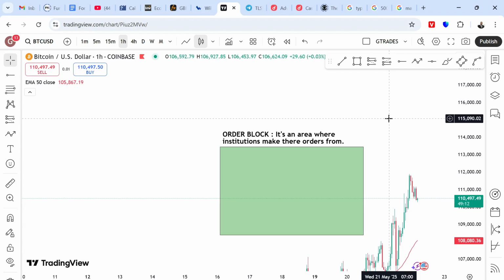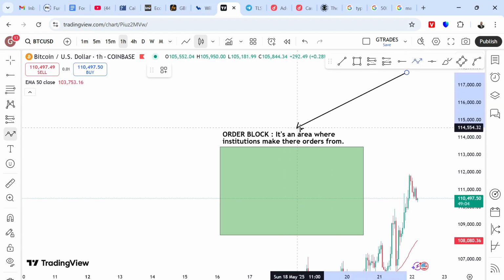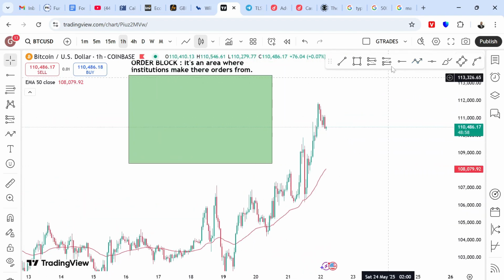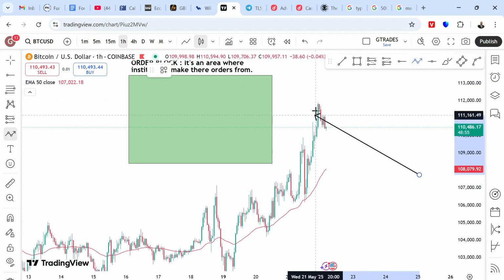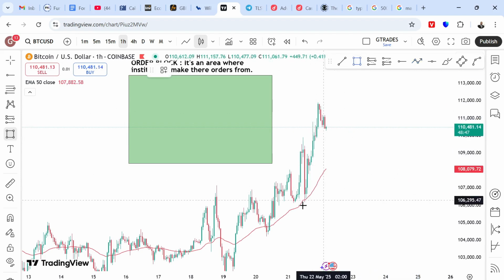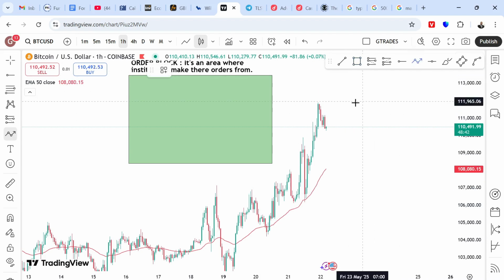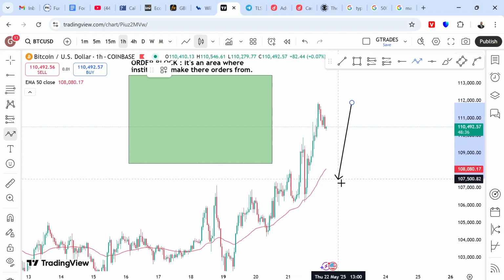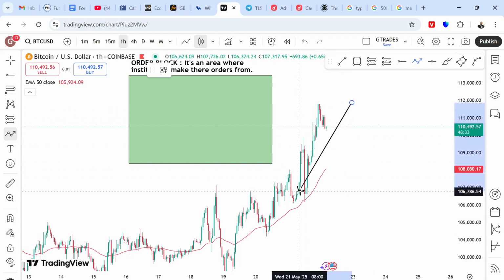Now we have characteristics of an order block. How do you locate an order block? Let me show it to you on the screen. Remember we said it is an area where institutions make orders from. Now how do you see things like that? If you look at this particular movement, you will see that we have a buying momentum here. So there is an area where this impulse originated from, which is this area. You see that? So this area here is an order block, right? So anytime price comes back to this area, there's a tendency that this spike that happened will happen again.